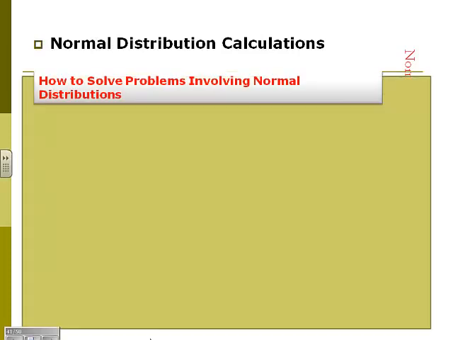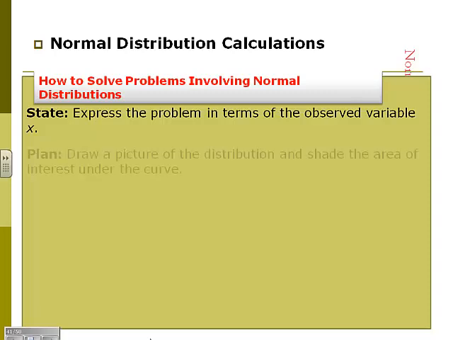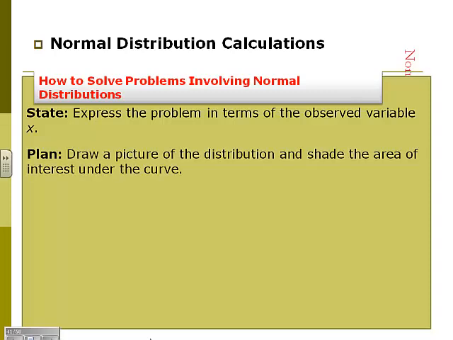Alright, how to solve problems involving normal distributions. Step 1, state: express the problem in terms of the observed variable x. Then plan: draw a picture of the distribution and shade the area. Whenever you're dealing with a normal distribution, you must draw the curve and shade the area. It is a requirement. Then perform the calculations, either using Table A in the back of the book, or I'm going to show you in class tomorrow how to use your calculator.